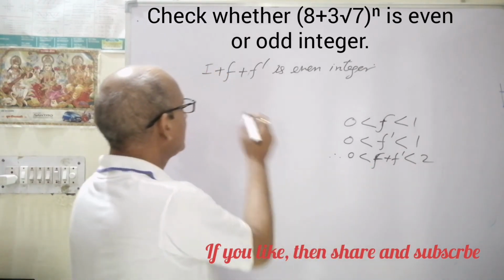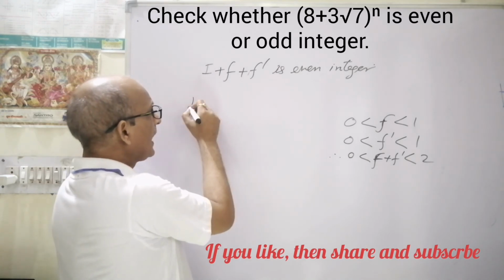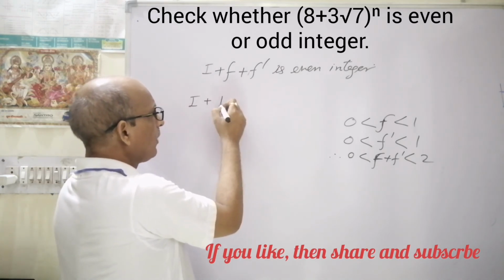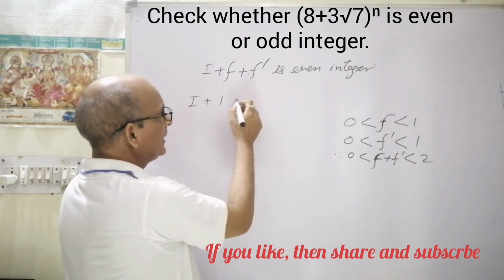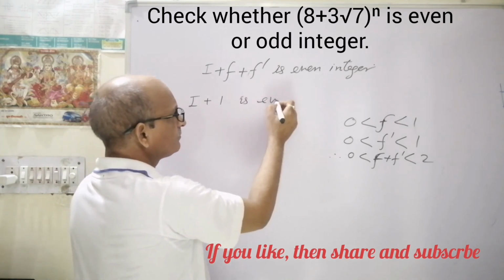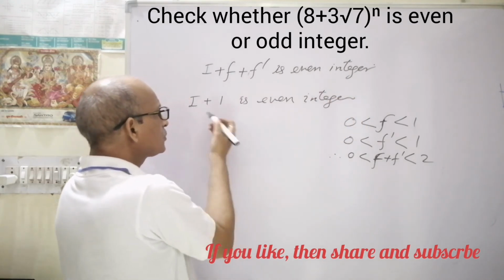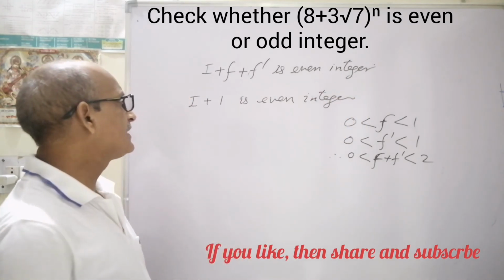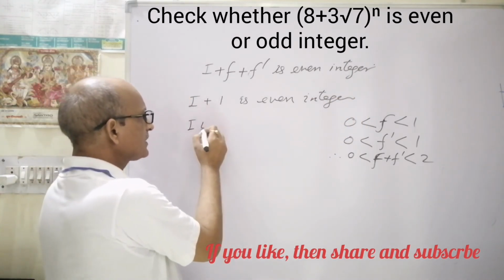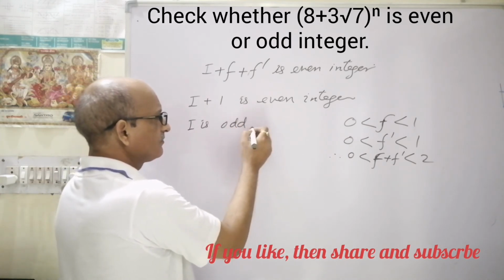So we can say here I plus 1 is an even integer. So if I plus 1 is an even integer, obviously I is an odd integer.